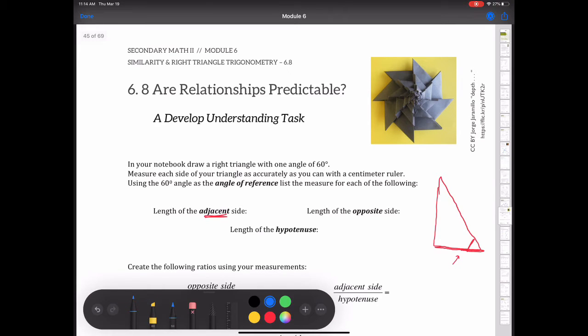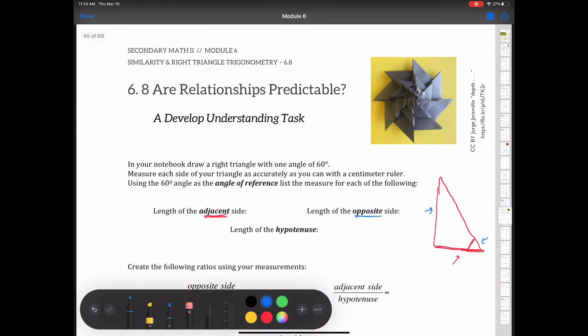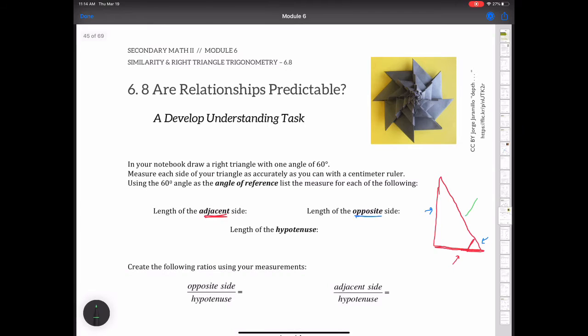I'll switch colors here. The opposite side, when we say side, again, we're referring to the legs. The opposite side is the side that does not touch the angle, so it will never run through the angle. And the last, of course, the hypotenuse is always the longest side of the triangle. Interestingly enough, in right triangles, it's always across from the right angle as well. So those are some pieces of verbiage. Go ahead and take some time to draw that right triangle, and we will come back in a moment.